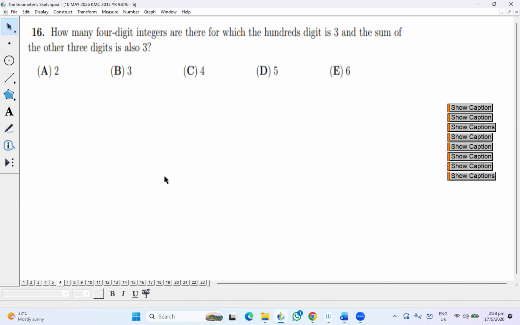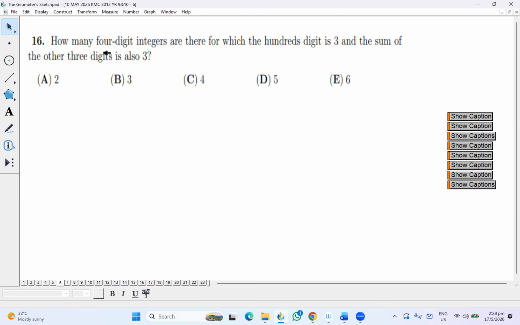Number 6. How many 4-digit integers are there for which the 100th digit is 3 and the sum of the other 3 is also 3? So we show a number A, B, C. The 100th digit is 3. The sum of the other 3 digits is also 3. A plus B plus C is 3.